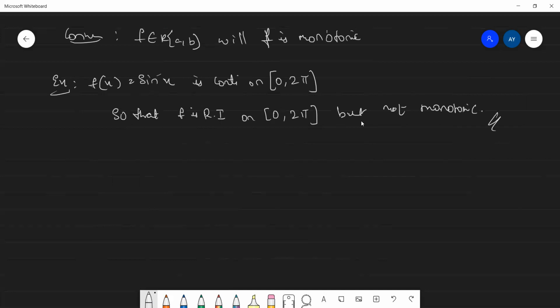And in the next class, we will go with the definition of Riemann sum. And then you will have a very, very important theorem, that is the fundamental theorem of integral calculus. So we'll look at those theorems in the next class.